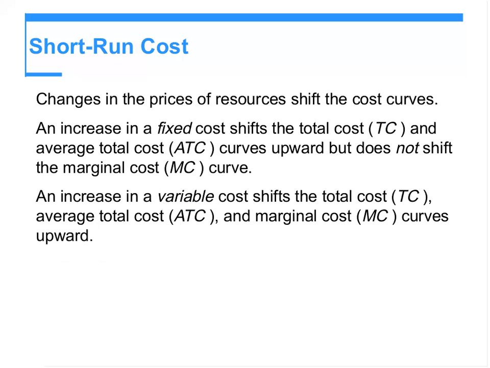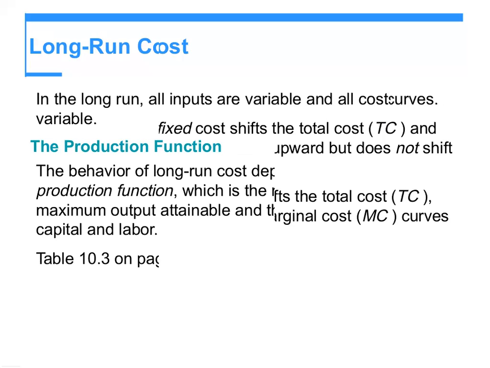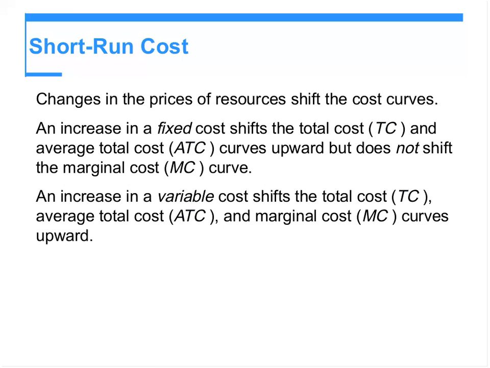Again, you have to see this on the figure. It will be much easier to understand. When you're talking about the prices of resources, an increase in fixed cost shifts the total cost, TC, and average total cost, ATC, curve. Look at here, the figure will be much easier. Although we don't have it now, I try to explain here. An increase in fixed cost shifts the total cost TC and average total cost ATC curves upward, but does not shift the marginal cost MC.